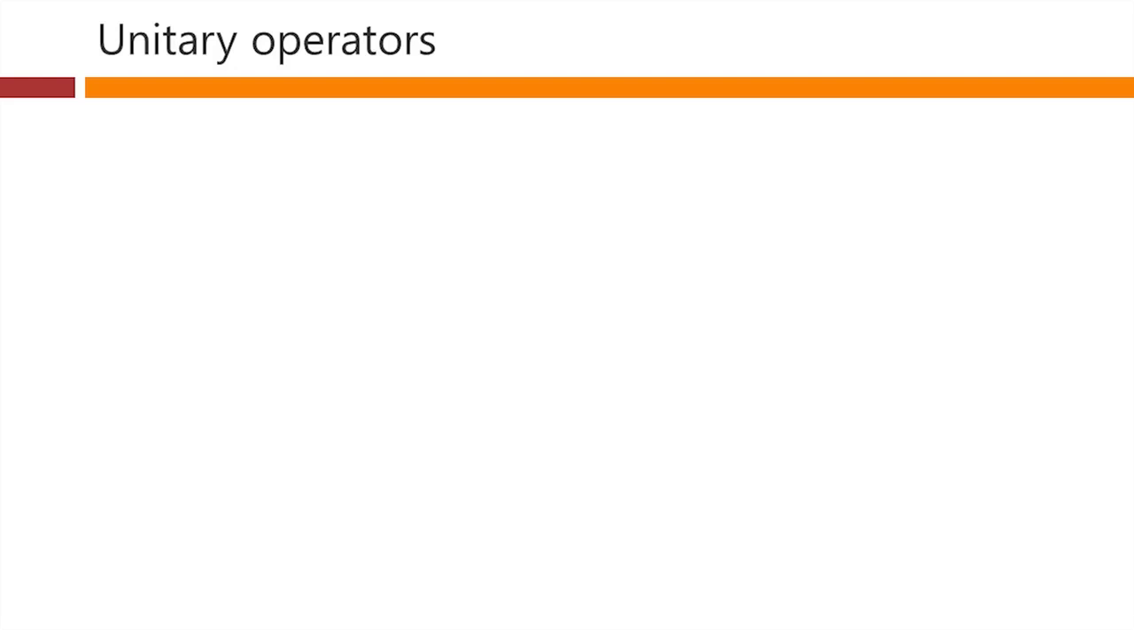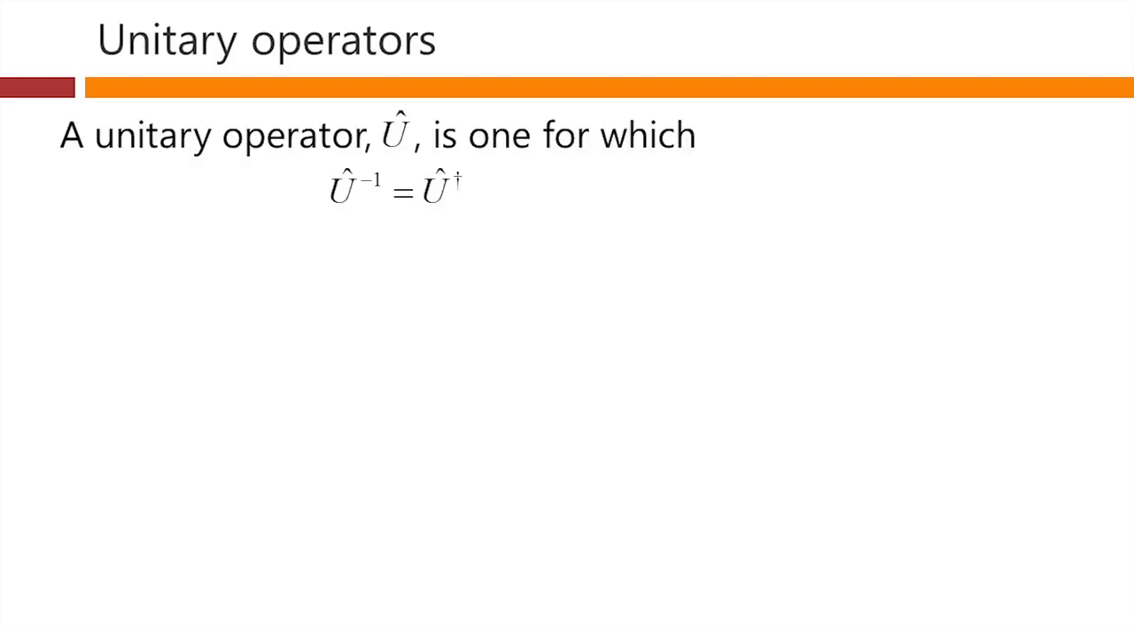So let's move on now to talk about unitary operators. A unitary operator, U with a hat on it here, is one for which the inverse of the unitary operator is equal to its Hermitian adjoint.